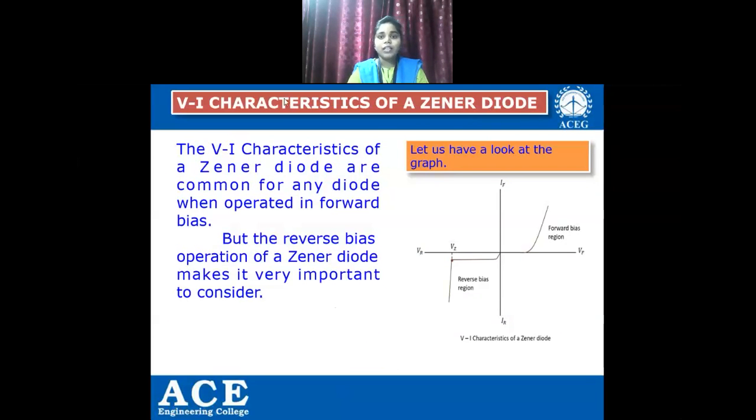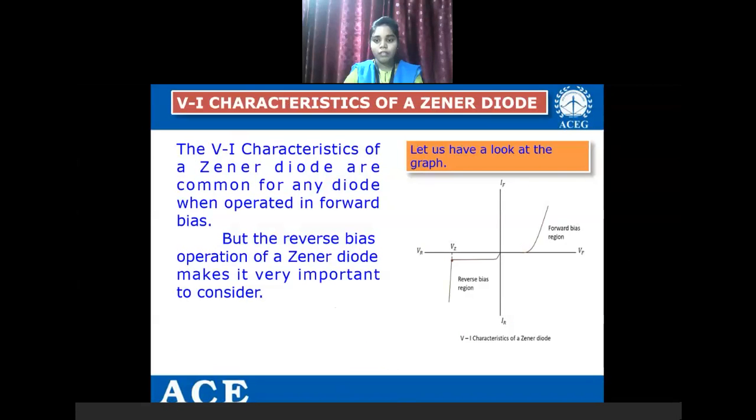Now here we can see the VI characteristics of a Zener diode. If we observe the VI characteristics of the Zener diode, which is on the right hand side, in the forward bias region it just looks like the PN junction diode characteristics, right? The Zener diode's behavior in forward bias condition is just similar to our PN junction diode forward characteristics. Now look at the reverse bias region.